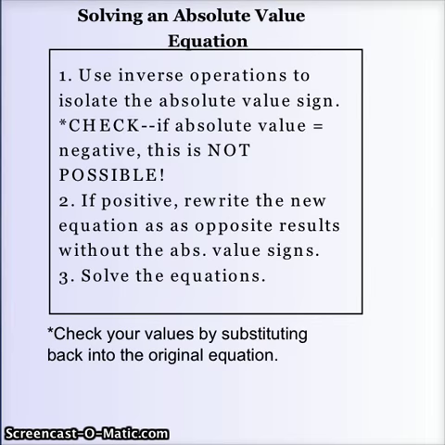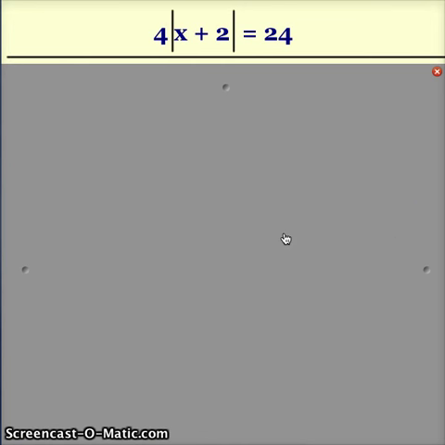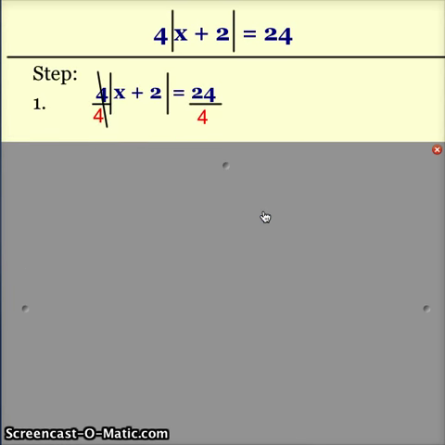Number 1, 4 times the absolute value of x plus 2 equals 24. Step 1 says to get the absolute value by itself. So right now the absolute value is being multiplied by 4. Let's divide by 4 on both sides so we can get the absolute value by itself. Now that I've done that, I get the absolute value of x plus 2 equals 6. So I'm ready to begin.